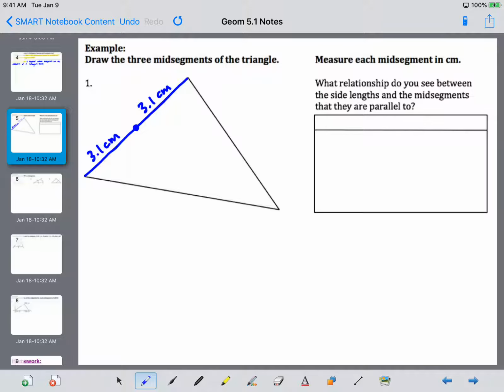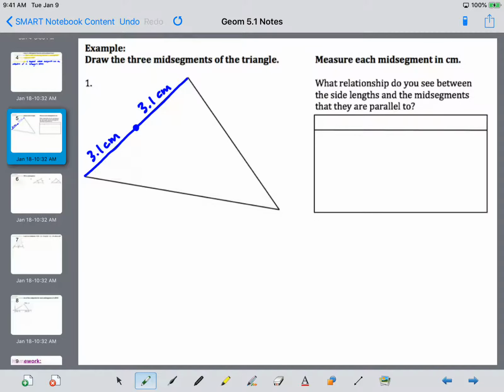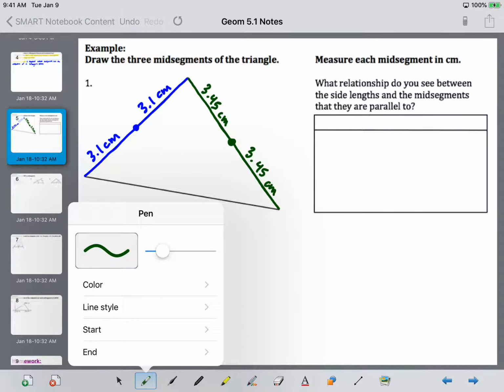All right, so we're going to do that same thing with the other two sides. If you want to pause the video and give that a try yourself, I recommend it, but I'm going to move along here. I already measured these ahead of time. I found that this segment was 6.9 centimeters long, and the midpoint is at 3.45. That's a little hard to measure, but just do your best with it. So each of these is going to be 3.45 centimeters long.